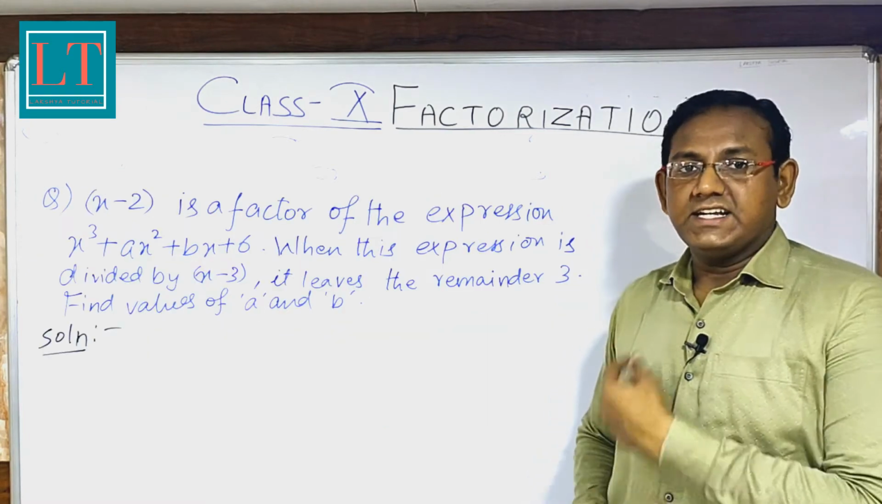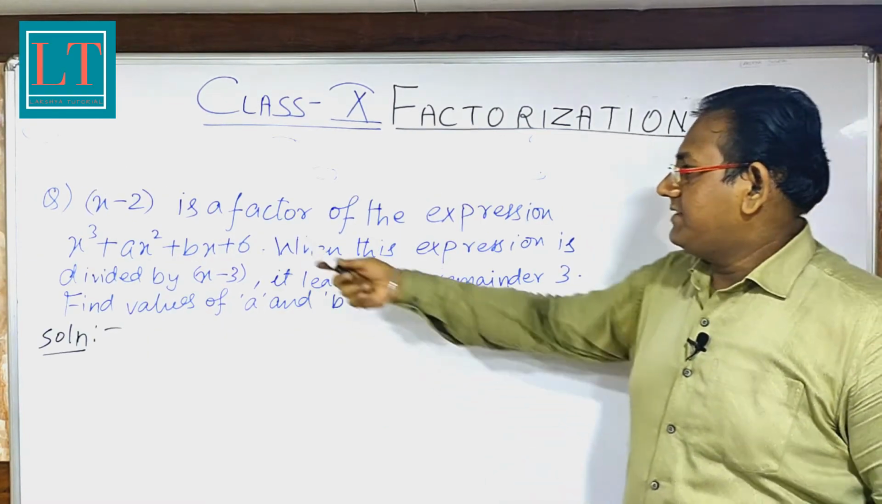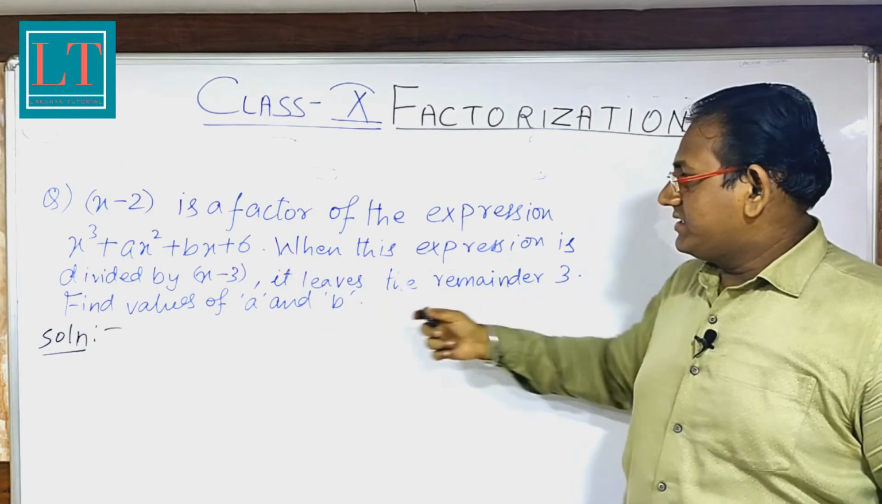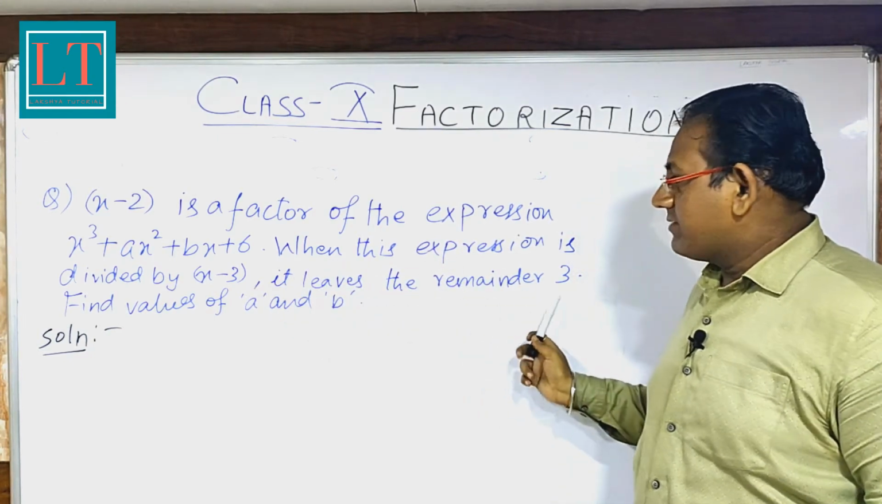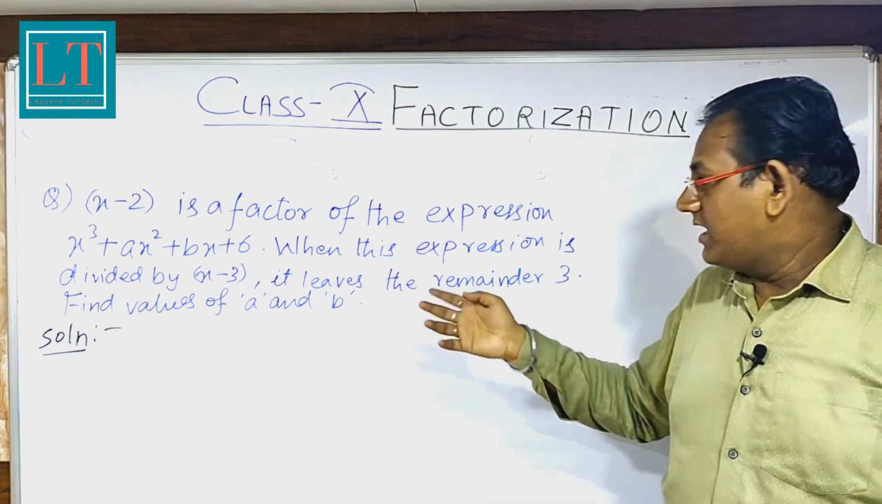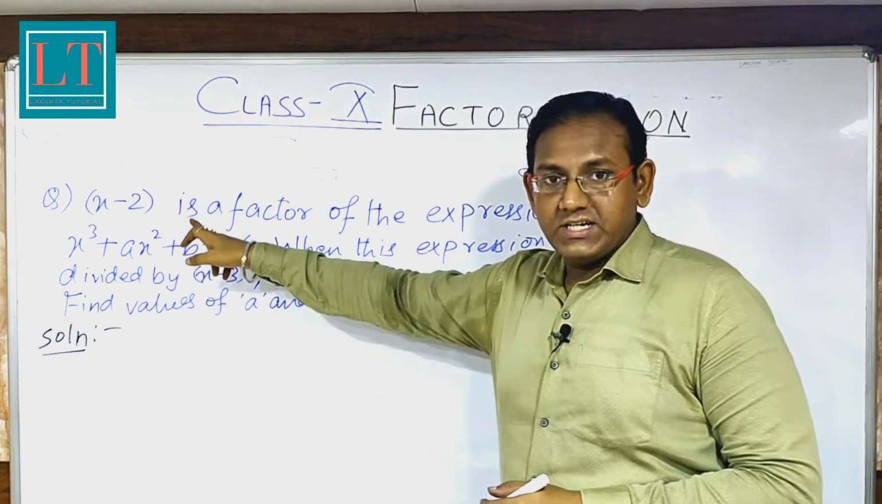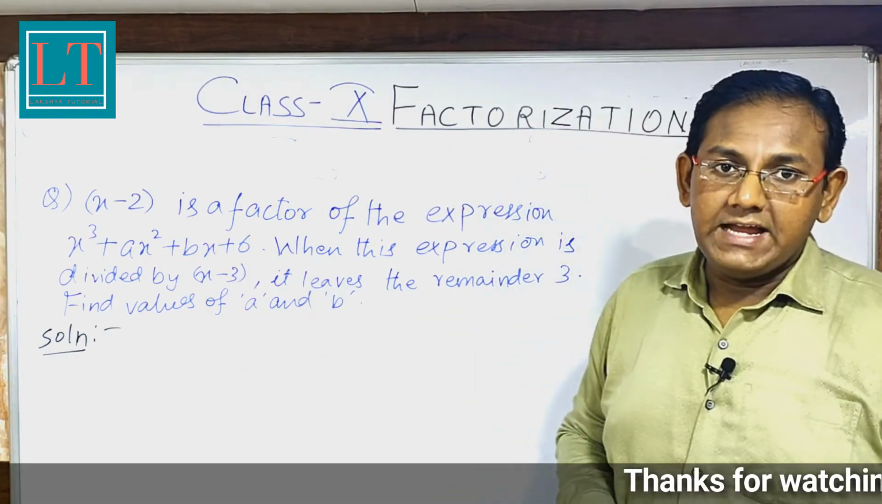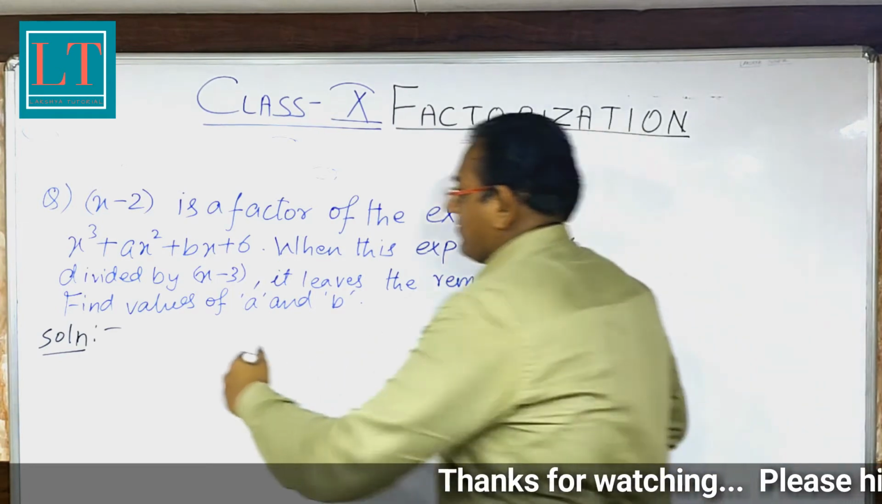Now let us understand this question. In this question it is given that x minus 2 is a factor of the given expression. When this expression is divided by x minus 3, it leaves a remainder 3. That means this is the remainder of this expression. But both the values are different over here, and we just need to find out the values of a and b. So let us quickly start with the first step.